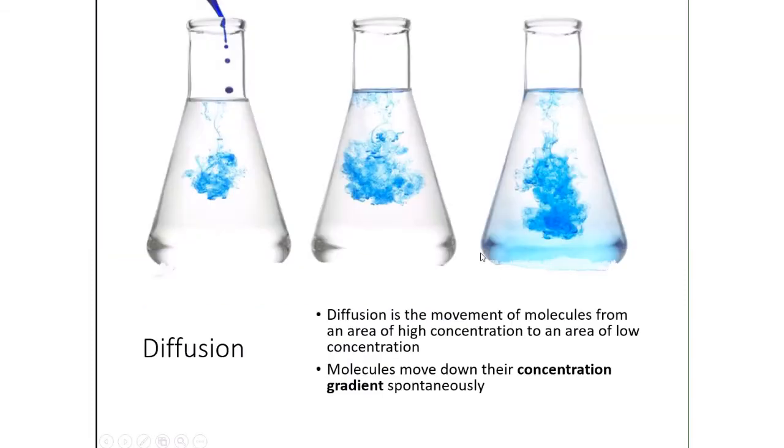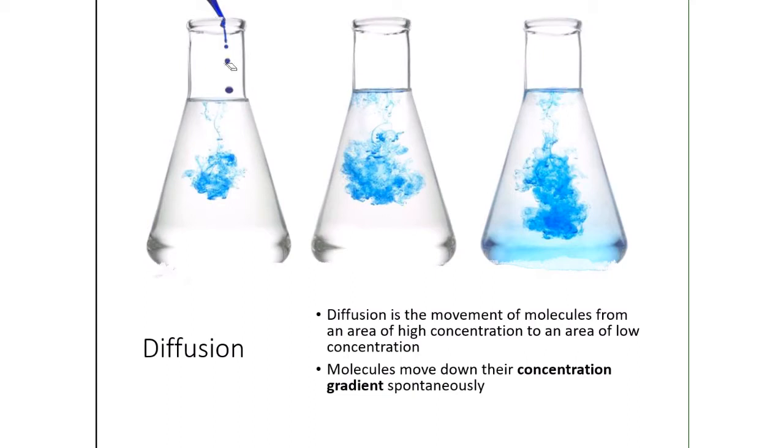So, one of the easiest types of transport to understand is the concept of diffusion. Diffusion involves the movement of molecules from an area of high concentration to an area of low concentration. The best way to visualize this is to think about what happens when you add a drop of food coloring into a flask of water.